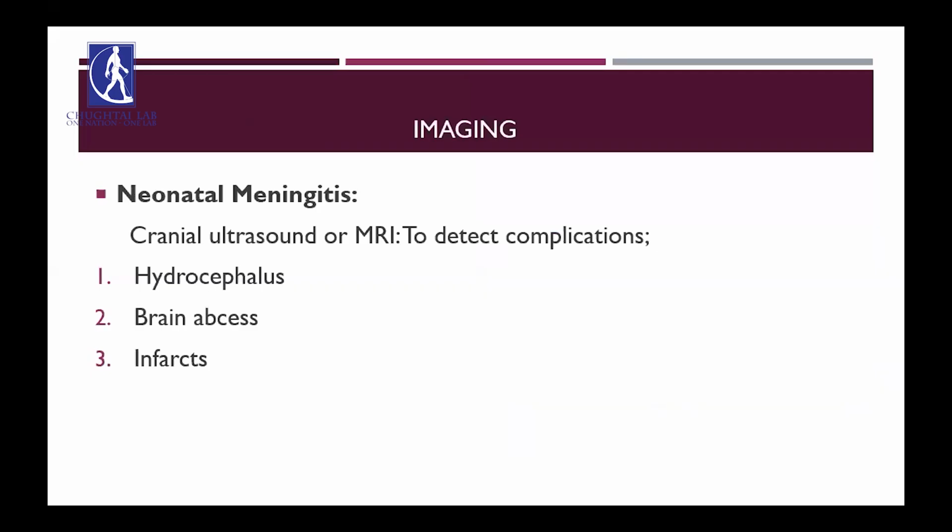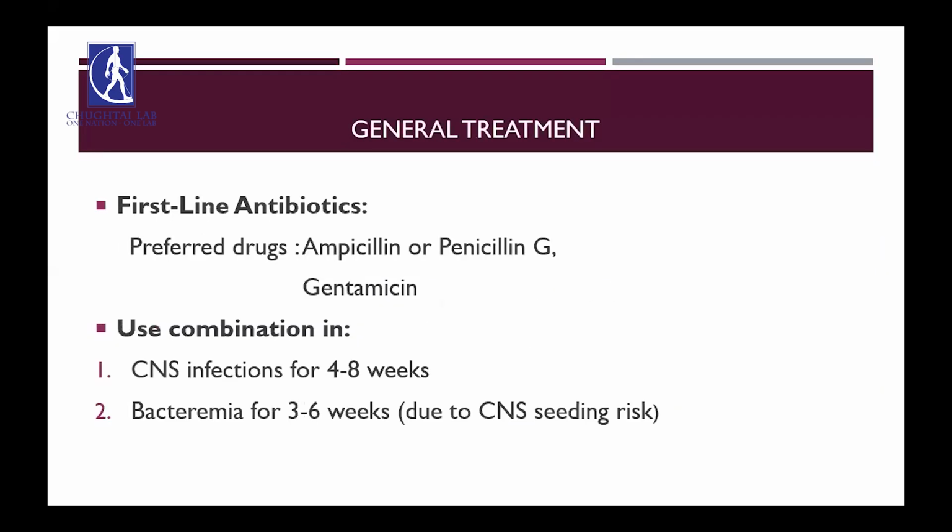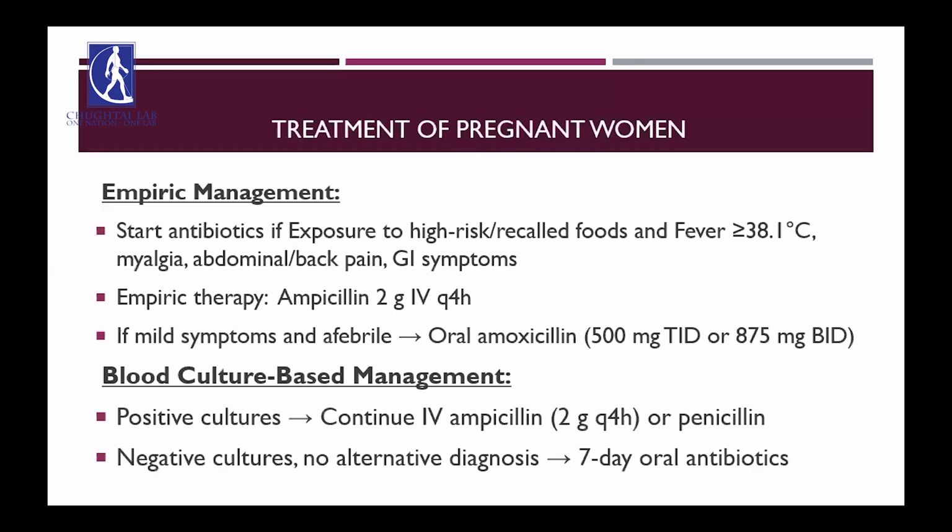Imaging is important in neonatal meningitis because we can rule out hydrocephalus, brain abscess, and infarcts. PCR is very important. It detects listerial DNA in blood, CSF, or amniotic fluid. It is faster than culture and is highly specific and sensitive. In general treatment, we have first-line antibiotics, ampicillin or penicillin G and gentamicin. They are used in combination in CNS infection for 4 to 8 weeks and in bacteremia for 3 to 6 weeks. So this is treatment for pregnant women.